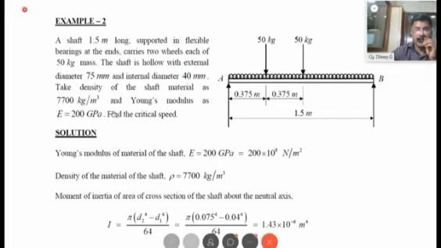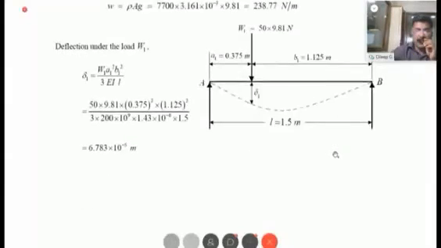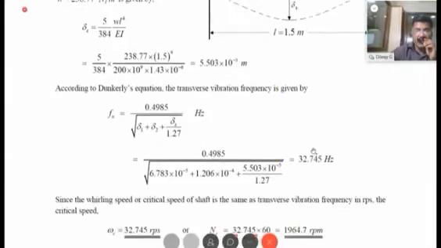Now you have to find out the critical speed. In order to find out the critical speed, you have to find out deflection under this load W1, that is delta 1, deflection under this load W2, delta 2, and deflection due to self-weight delta S. So in Dunkerley's equation, you have to substitute all these things. You have to find out what delta 1, delta 2 as well as delta S are. This is Dunkerley's equation for you.